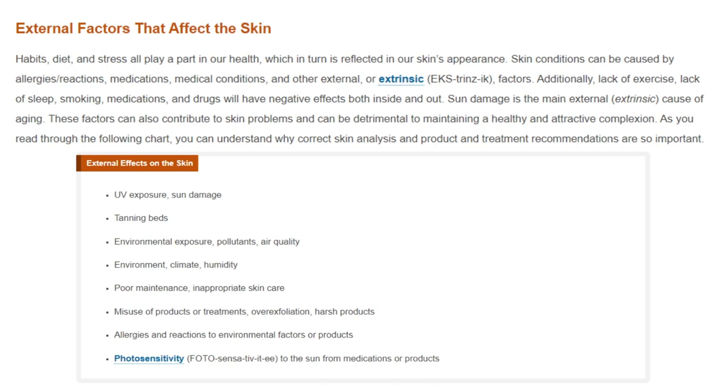UV exposure, sun damage. Tanning beds. Environmental exposure, pollutants, air quality. Environment, climate, humidity. Poor maintenance, inappropriate skin care. Misuse of products or treatments, overexfoliation, harsh products. Allergies and reactions to environmental factors or products. Photosensitivity to the sun from medications or products.